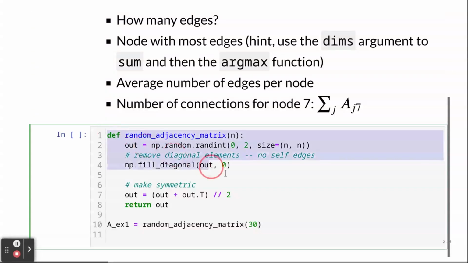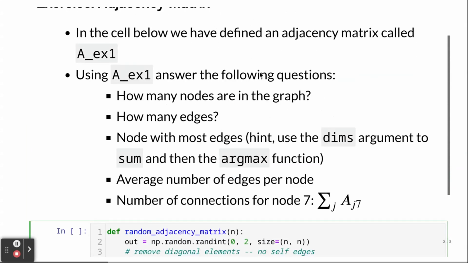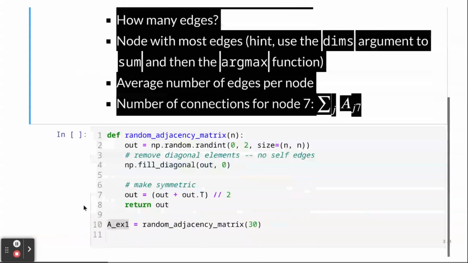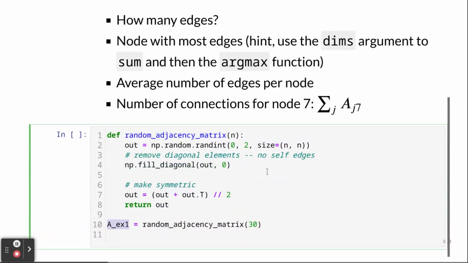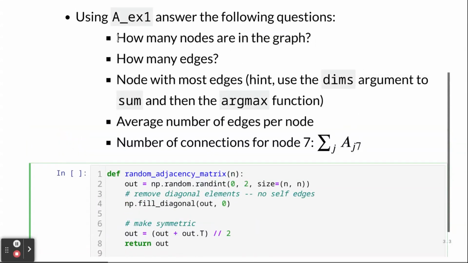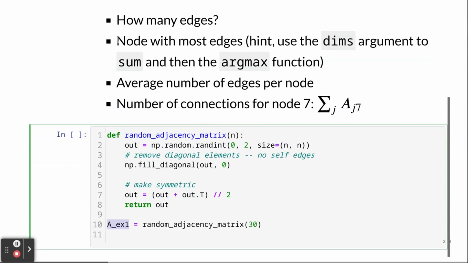And so we have here a function that will create a random adjacency matrix, and then we've defined that A_EX1 here for you. What you should do at this point is pause the video for a few minutes, look through these questions, and see if you can answer them taking this matrix as your adjacency matrix. We won't be working through this particular solution together, so do your best, and when you've given it a good effort here, you can then unpause the video and resume.